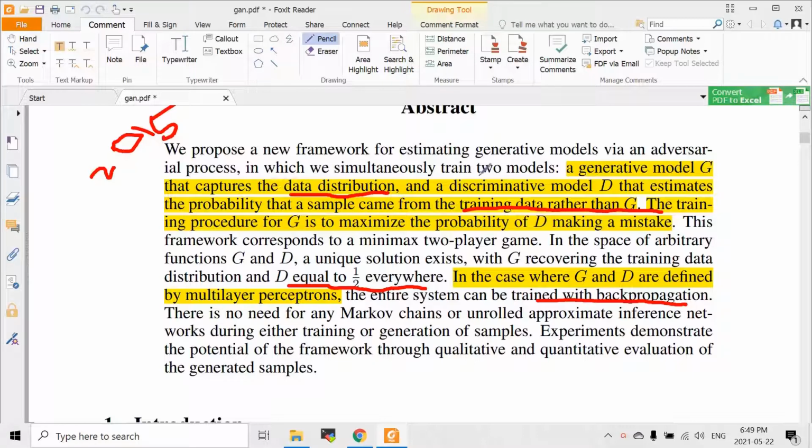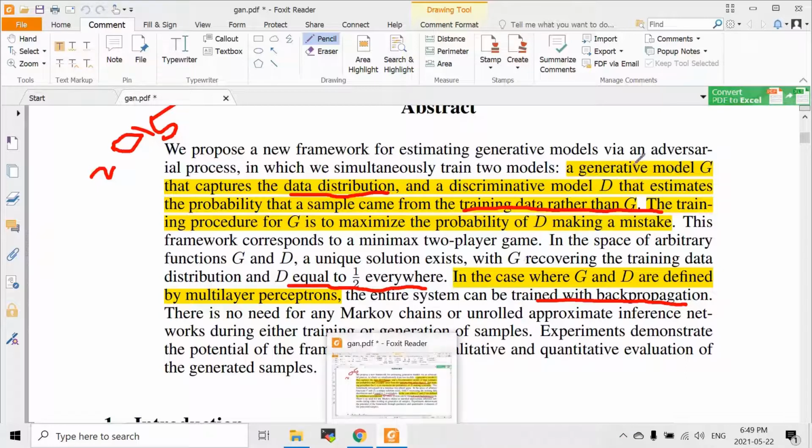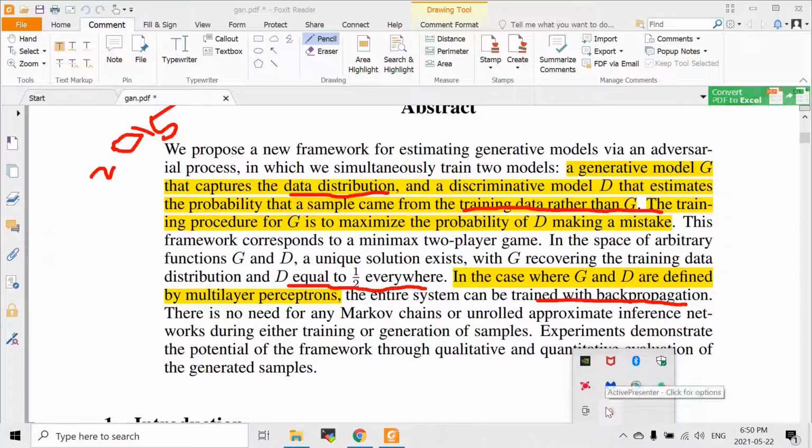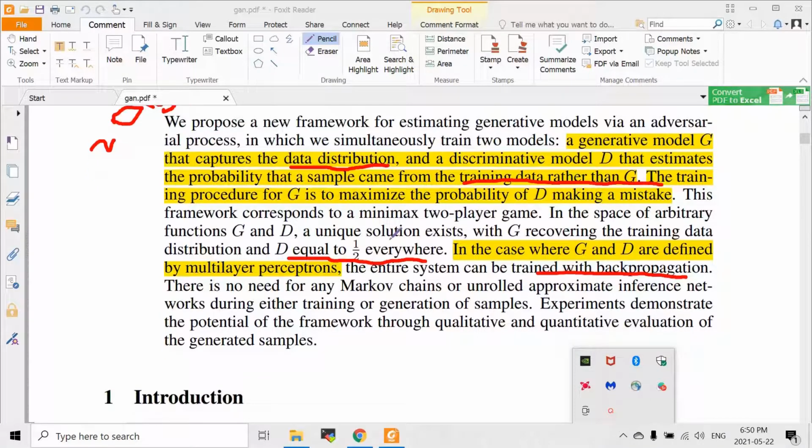We propose a new framework for estimating generative models via an adversarial process in which we simultaneously train two models, a generative model that captures the data distribution and a discriminative model that estimates the probability that a sample came from the training data rather than G.